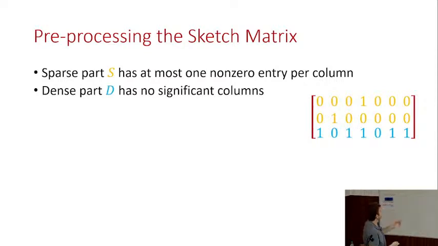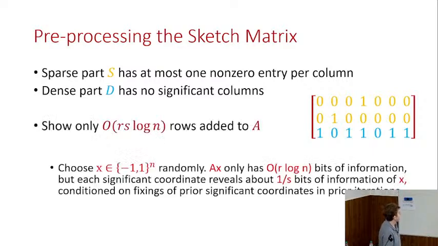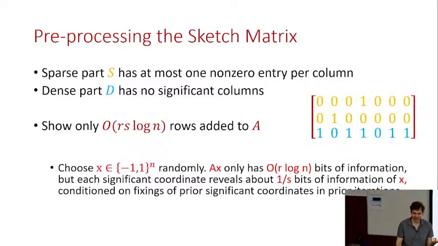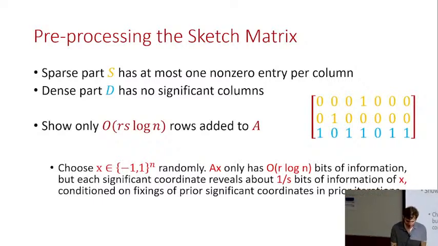So the sparse part S has at most one non-zero entry per column. Dense part D has no significant columns. And what we show is in this preprocessing, so the preprocessing is the really naive thing that would first come to mind. While there exists a significant coordinate, choose one of the significant coordinates, separate it out into the sparse part, and subtract it from the remaining part. That's it. While there exists, keep doing this, right?